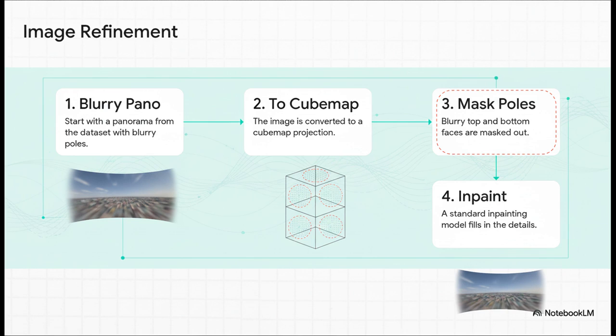They then mask out the blurry parts of the top and bottom faces and use a powerful in-painting model to intelligently fill in the blanks with sharp, realistic details. Finally, they wrap that fixed-up cube map back into the panoramic format. The result? A much cleaner, higher-quality dataset that won't teach the model any bad habits.